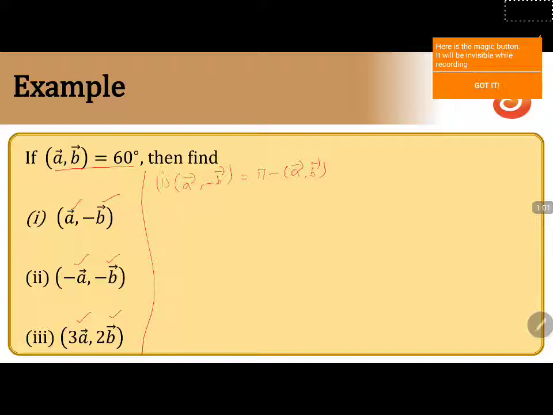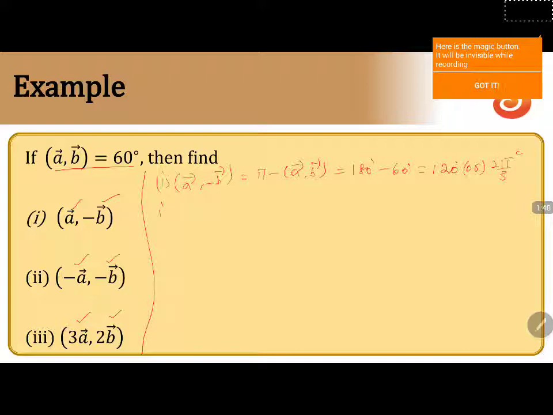Here the formula for A vector and minus B vector shows that they have a difference of 180 degrees. So we'll write pi minus the angle between A comma B. So pi is known as 180 degrees, minus the angle between the two vectors A comma B, which is equal to 60 degrees. So 180 minus 60, it gives a value of how much? 120 degrees. If we express it in terms of radians, this can be written as 2 pi by 3 radians.